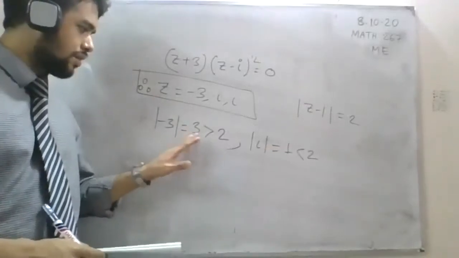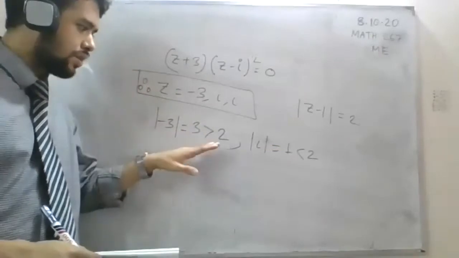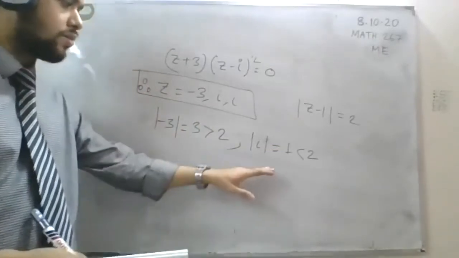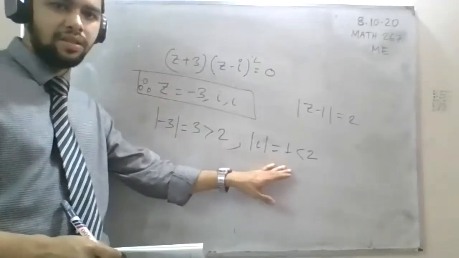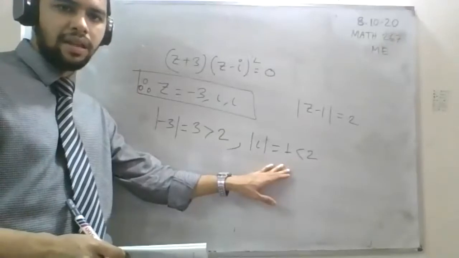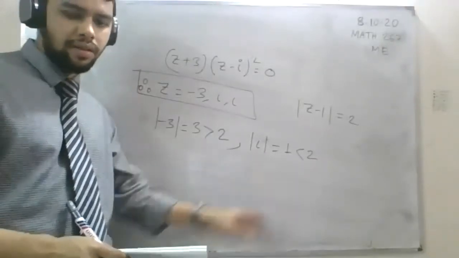So it is outside the region, so that's why we don't need to find the residue there. We only find the residue at z equals i.